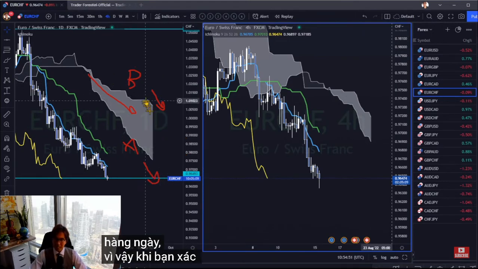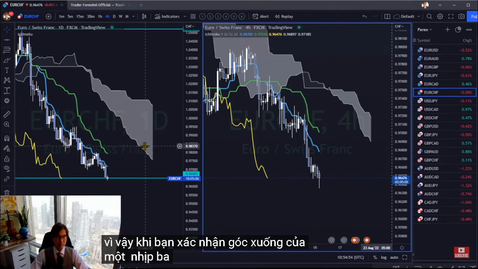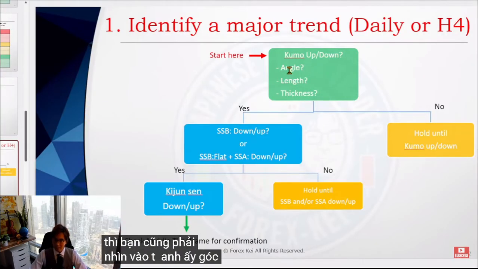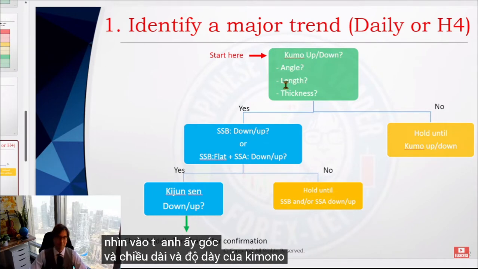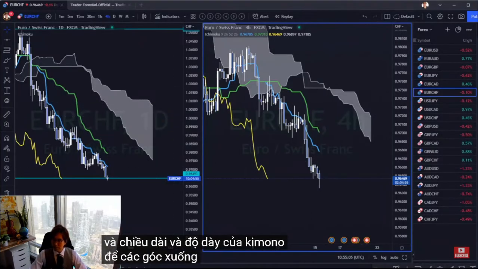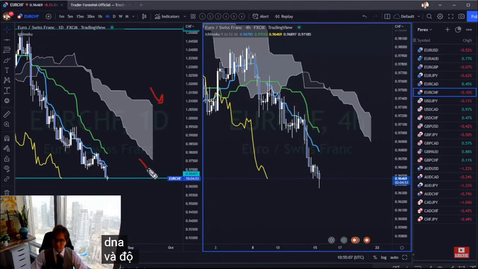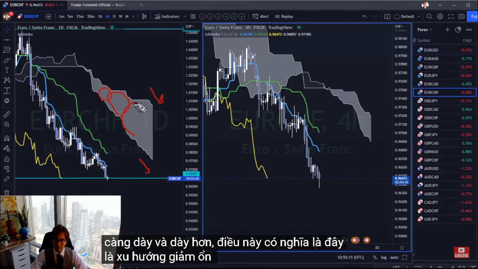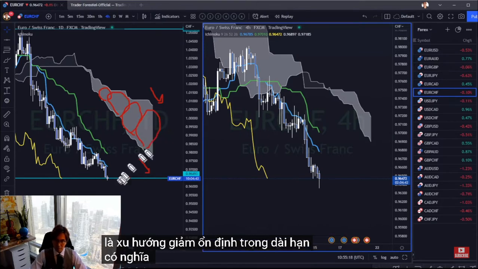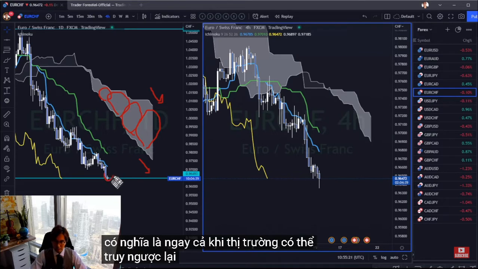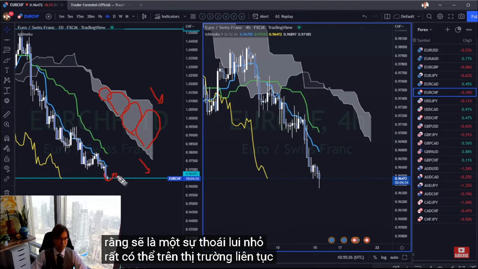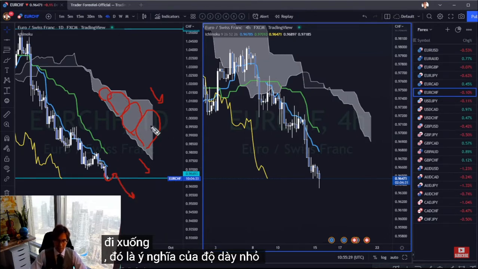Once you confirm the angle down of Senkou span B and A, then you also have to look at the angle, length and thickness of the Kumo. So angles are down, B and A, and thickness is looking good, right? Because the Kumo gets thicker and thicker. This means this is a stable downtrend in the long term. Even if the market might retrace back, that will most likely be a minor retracement, and the market continuously goes down. That's what this Kumo thickness means.